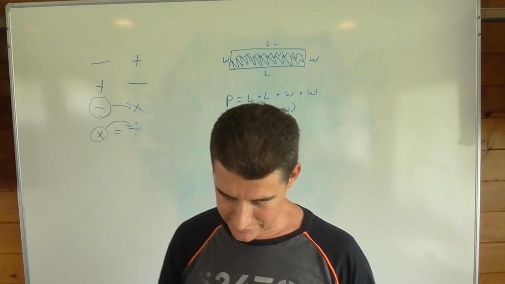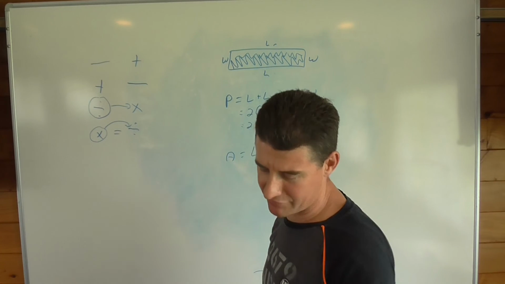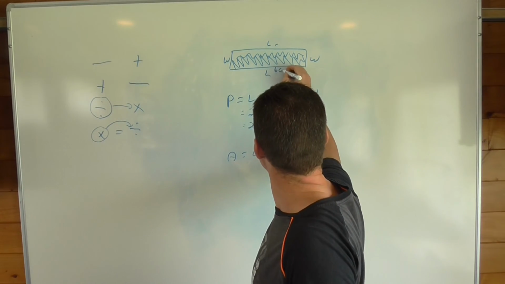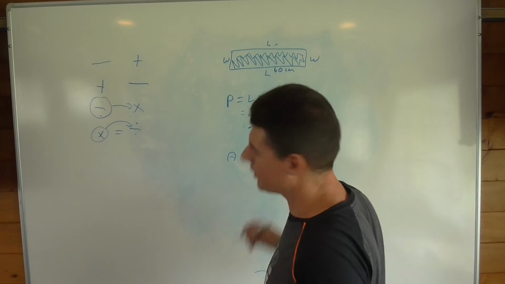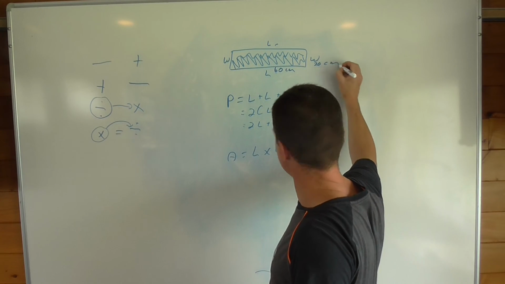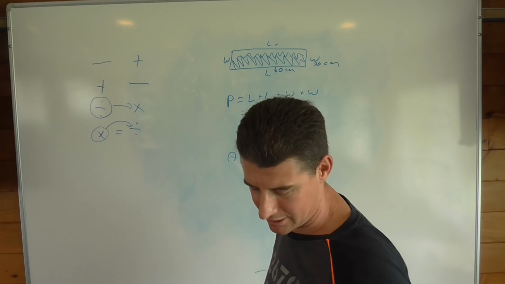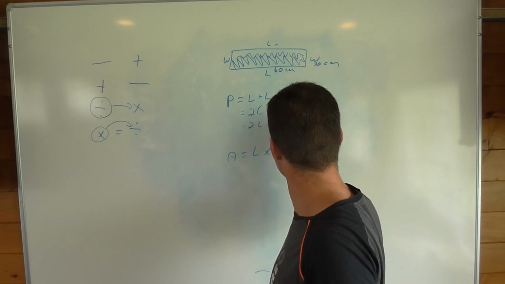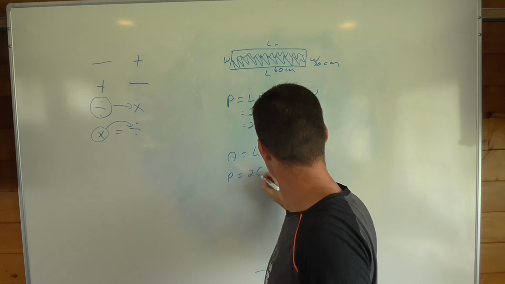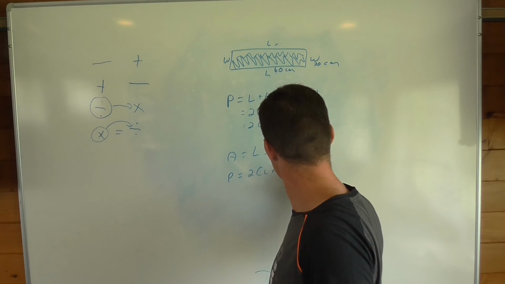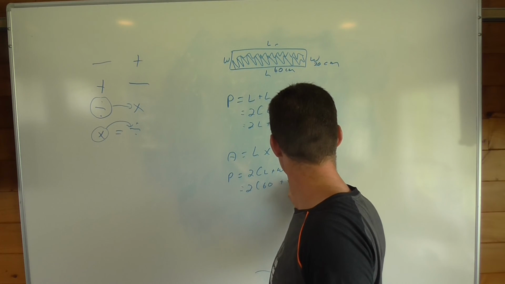So let's quickly look at an example. They say if the length of a rectangle is 60 centimeters and the width is 20 centimeters, and they ask you to calculate the perimeter. So let's do the perimeter. Okay, so we've got perimeter equals 2 times length plus width. So that'll be 2 times 60 plus 20.